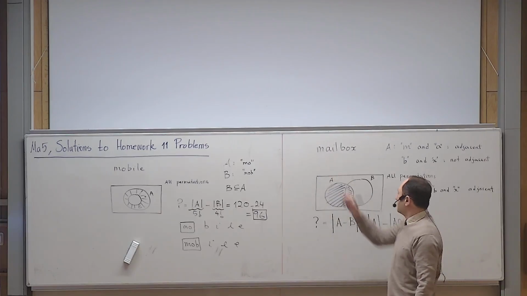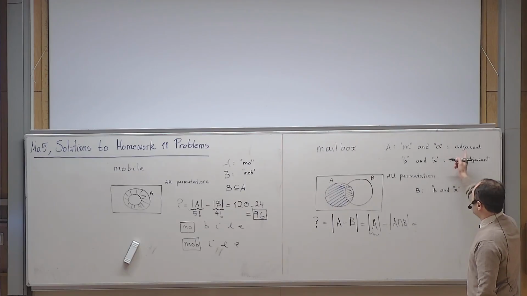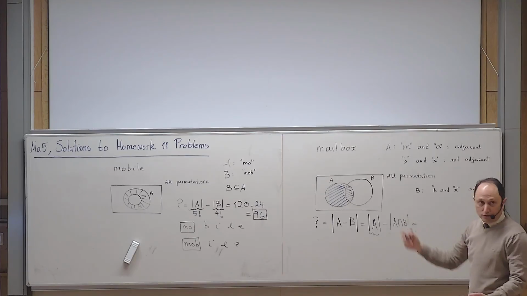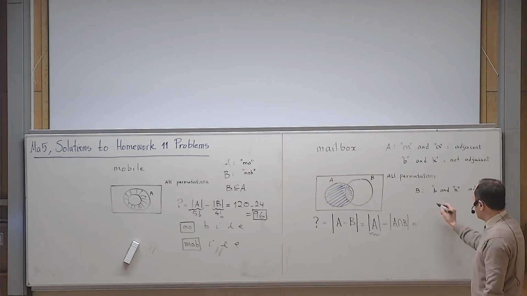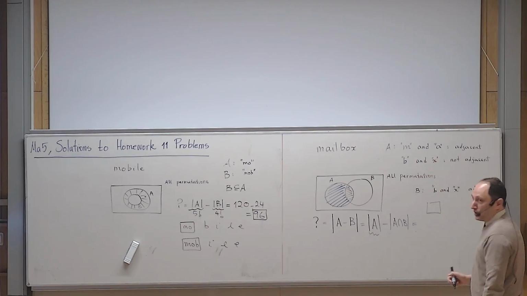M and A are adjacent. So what do I do? But be careful. They are saying adjacent. They don't say which one comes first, which comes second. So you have to consider two alternatives. So I keep a box, and I put M and A in this box.